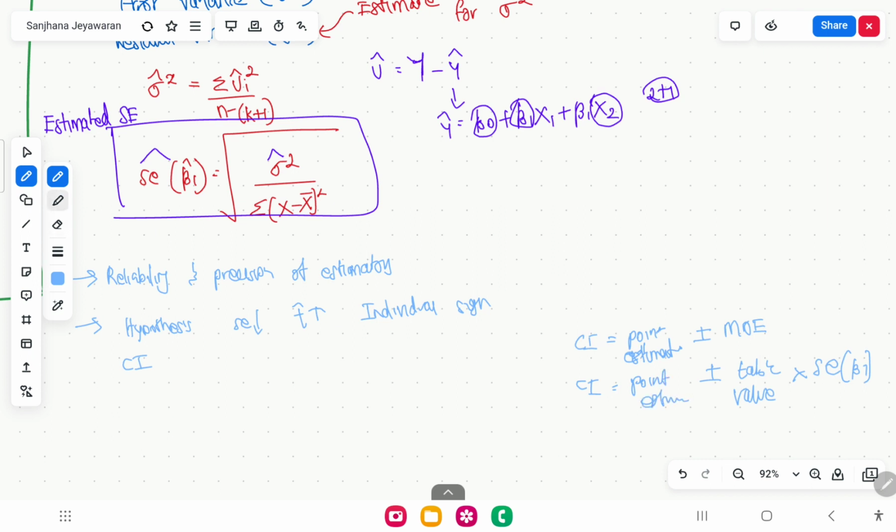So basically what I'm trying to say is, if your standard error is small, that means your confidence interval is small. So when your confidence interval is small, it shows you greater precision, and you can make decisions with greater precision.